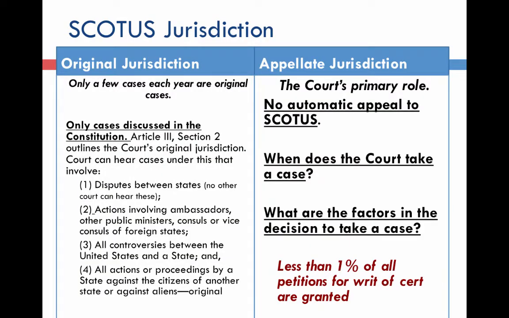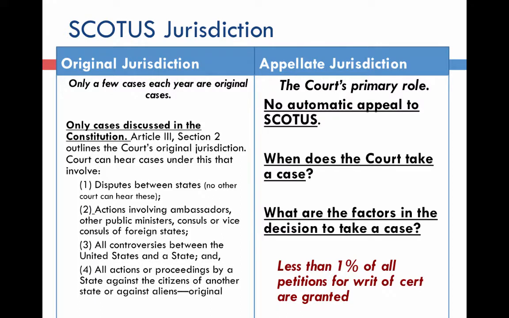So the Supreme Court's jurisdiction is split in 2, and for a minute I want to focus on appellate jurisdiction since we were already there. The court's primary role in our society today and in our governmental system is that of Supreme Appellate Court. And so it hears cases from below, but there is no automatic right to appeal. So if you lose at district court, you can automatically appeal at circuit court. However, if you want to appeal the decision further to the Supreme Court, you have to ask them for permission to appeal. It's a process called applying for a writ of certiorari, or writ of cert.